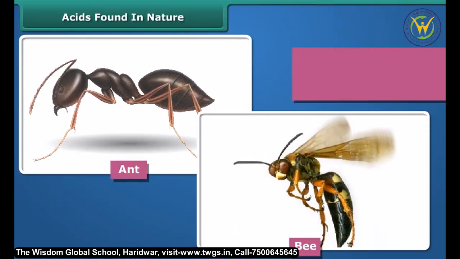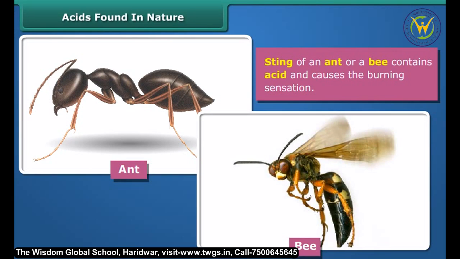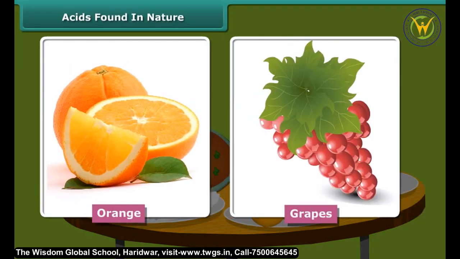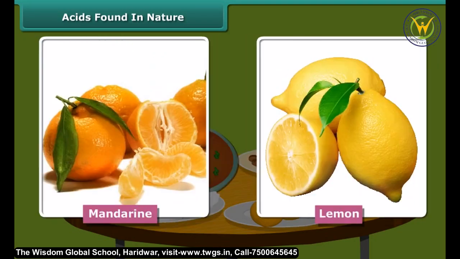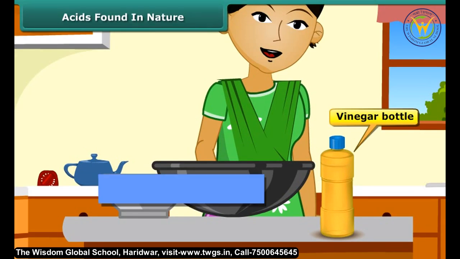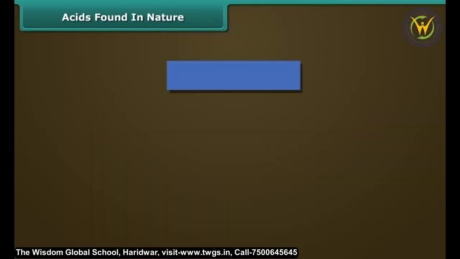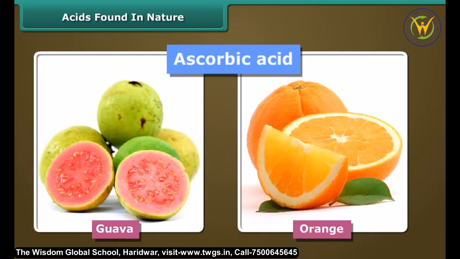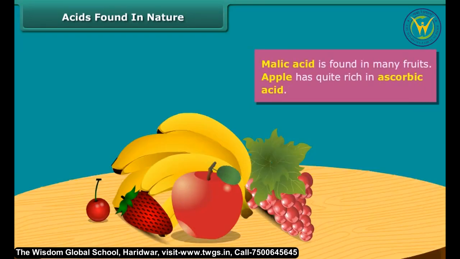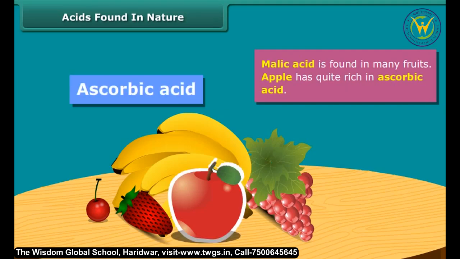Have you heard that the sting of an ant or a bee contains acid and causes a burning sensation? Different food items contain different acids. Citrus fruits like orange, grapes, mandarin, lemon, etc. contain citric acid. Vinegar found in our kitchen is dilute acetic acid. Ascorbic acid is found in guava, orange, raspberries, etc. Malic acid is found in many fruits. Apple is quite rich in malic acid.